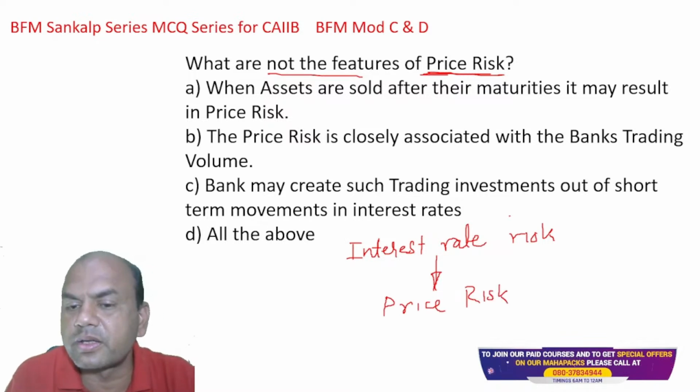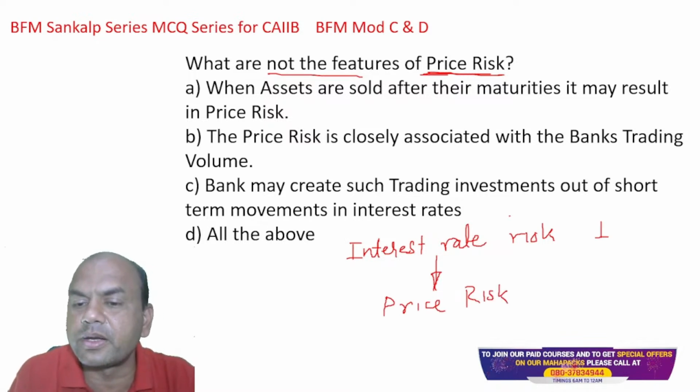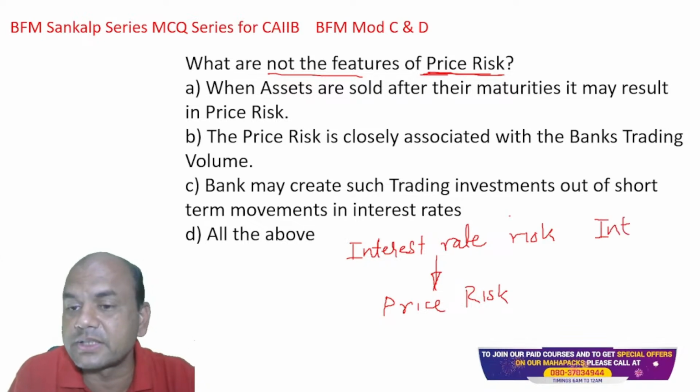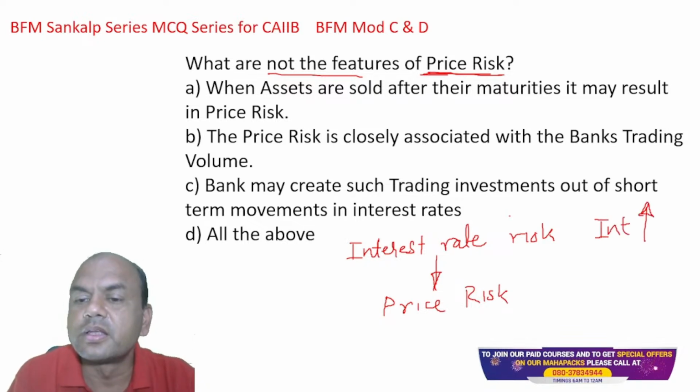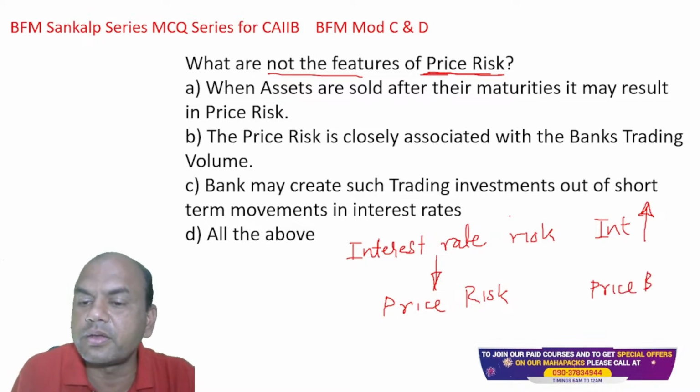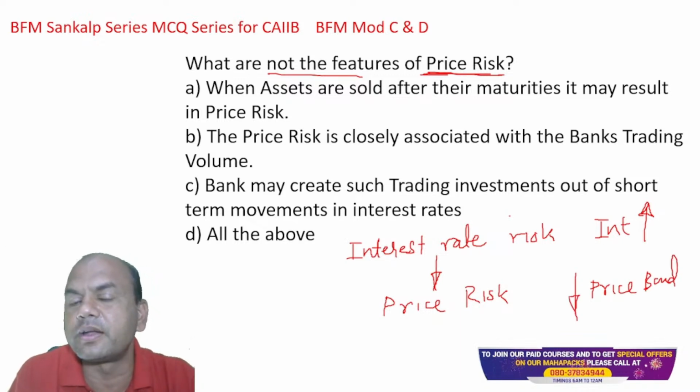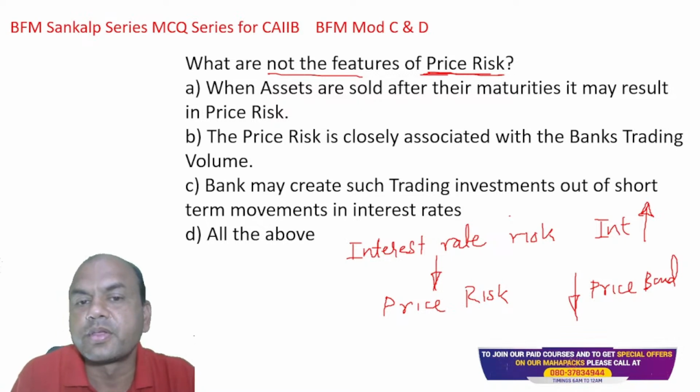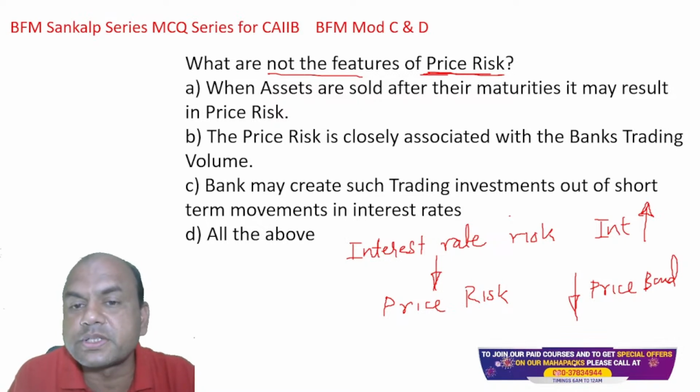Because the logic over here is, if the interest rate goes up, repo rate let's say, if the repo rate goes up, the price of the bond will go down. Price of the bond, okay, it always goes down. So that's why they go hand in hand. Interest up, price down. Interest down, price up. So which of the following is not the feature of the price risk?